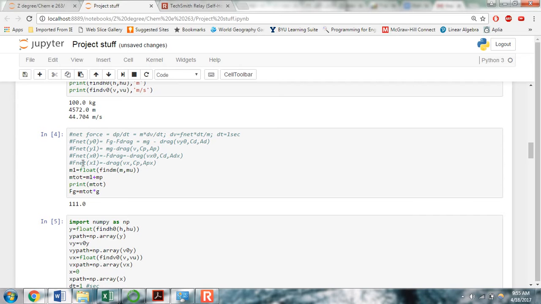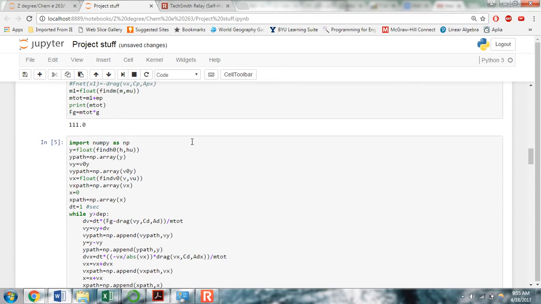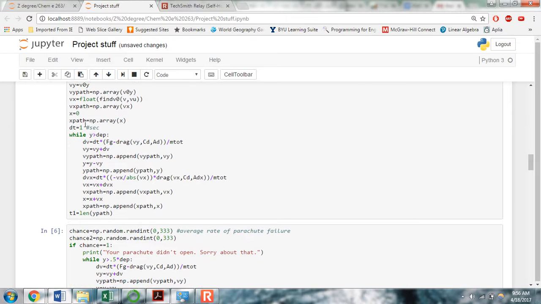So here we have our equations that we are using to solve, to find the position and velocity. Okay, so here we're finding our calculations, and we're doing this by appending to an array in a while statement. Alright, so we have the initial conditions, and then we have a time step of 1 second. We're appending the change in position to the array.